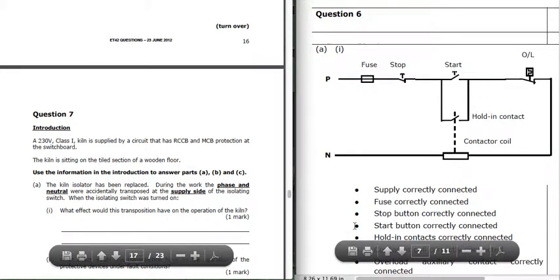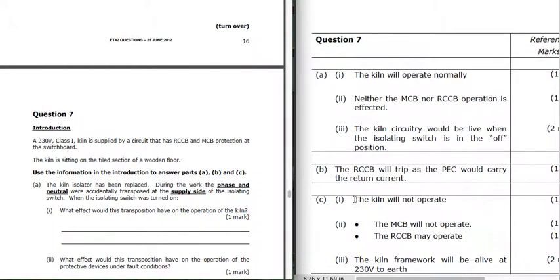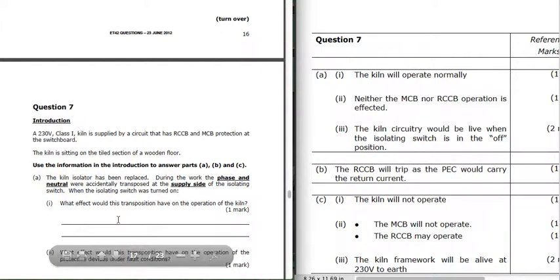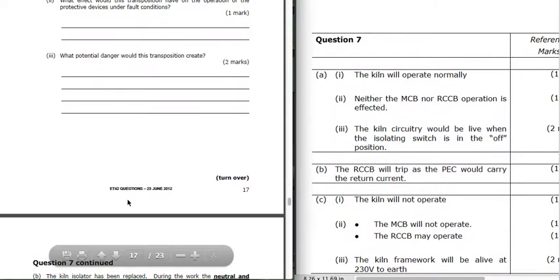Question 7, we've got a kiln and we're protecting it with an RCCB and an MCB, sitting on a tiled section of wooden floor. It's been replaced, and during the work the phase and neutral were accidentally transposed at the supply side. So the isolating switch has been turned on. What effect would this transposition have on the operation of the kiln? Well, the kiln isn't going to care which way that phase and neutral comes in, so the kiln will operate normally. What effect would this transposition have on the operation of the protective devices? Again, the devices don't care which way the current is flowing through them, so their operation won't be affected.